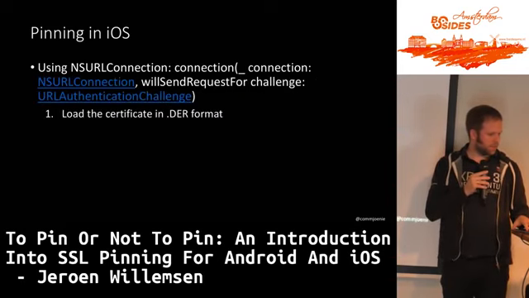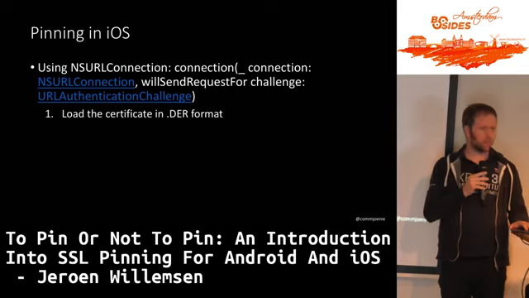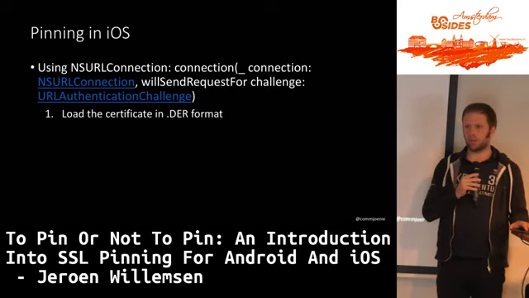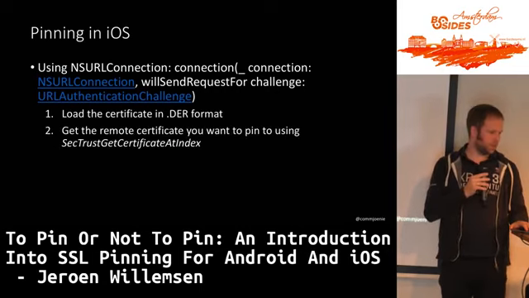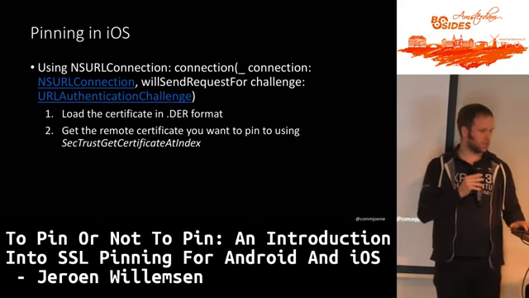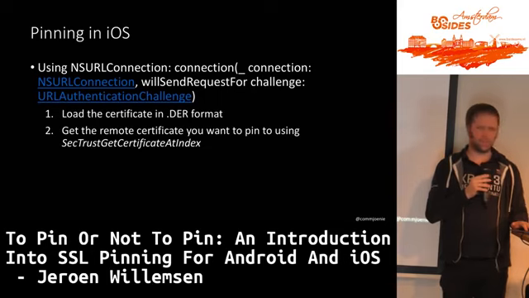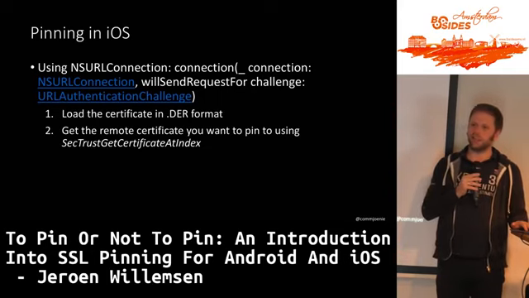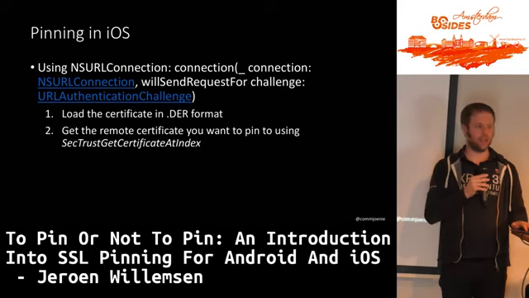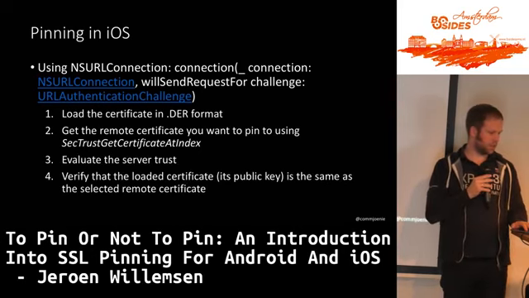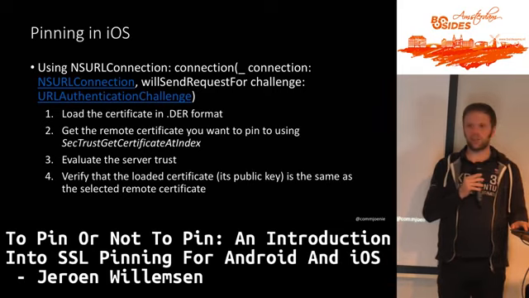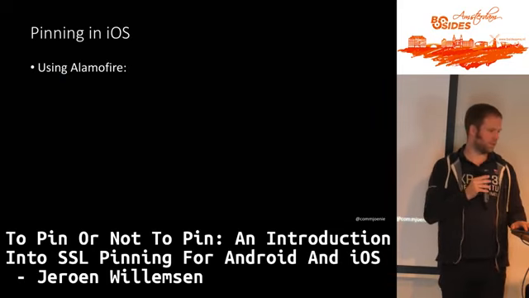So how do you do that then? So first you load the certificate in a DER format, because that's what the libraries understand. Then you basically select the certificate you want to pin to. Oh, and you don't have to do chain validation, because that's what Apple does for you. Thank you, Apple. And then evaluate server trust, and if everything is fine, verify whether it's the same and move along.